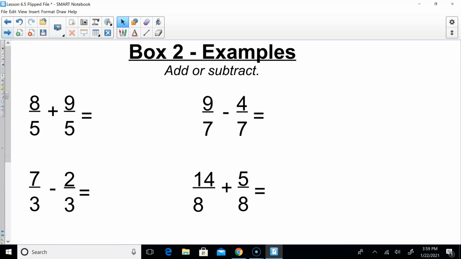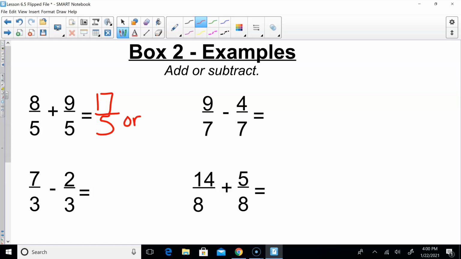And here we go, straightforward. We're going to dive right in. These are like our baby steps. We're going to tread water with some simple problems. 8/5 plus 9/5. Notice those are two fractions that are greater than 1. So we add them together: 17/5. Remember, our denominator does not change.